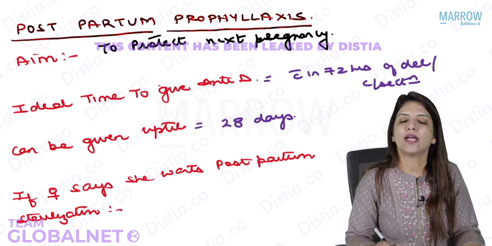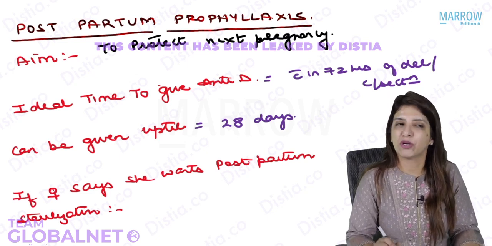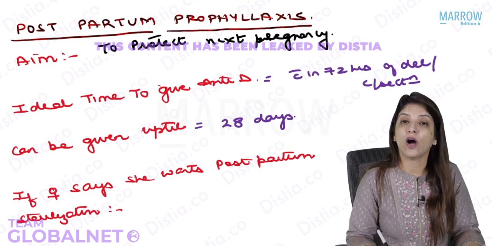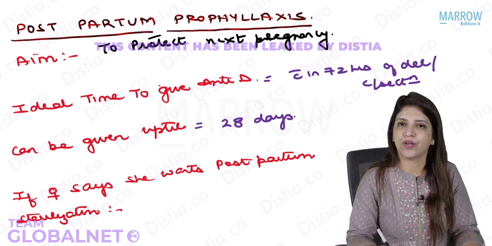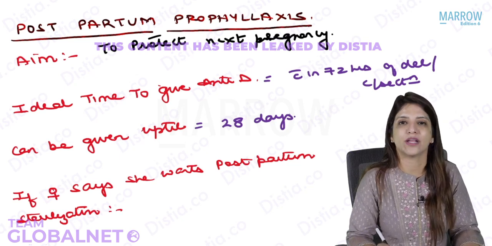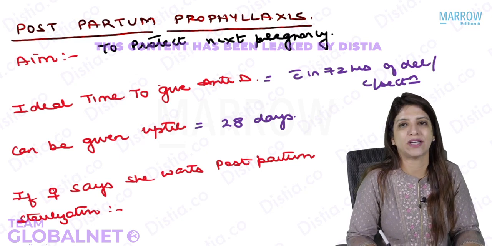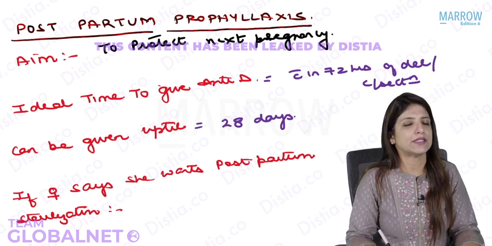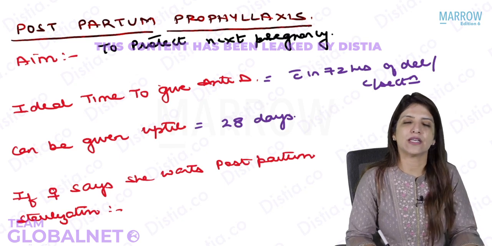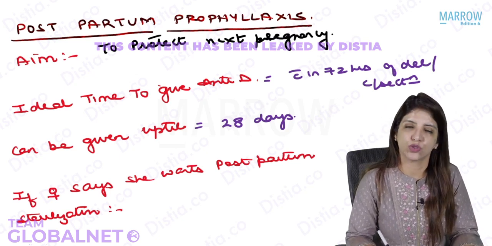So when you will be working in government hospitals, because this injection is a costly injection, when you ask the husband or the relatives to get this injection, so many times they are not able to arrange money within 72 hours to buy this injection. So in that case, yes, you can give it up till 28 days. But maximum efficacy is if it is given within 72 hours of delivery.